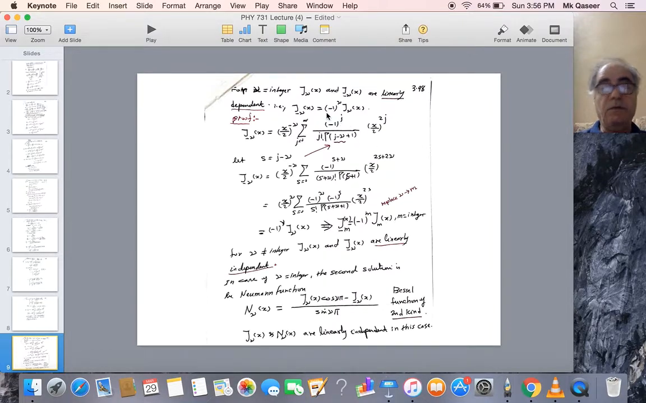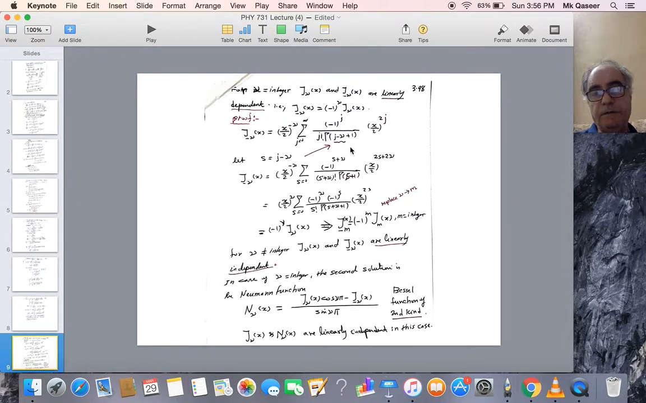Now, if nu is an integer in the Bessel function, then j nu and j minus nu are dependent, and they are no longer independent solutions. We need in this case another solution, a second solution for the Bessel equation. In this slide I am showing that j minus nu is some constant times j of nu. It means that they are dependent on each other.